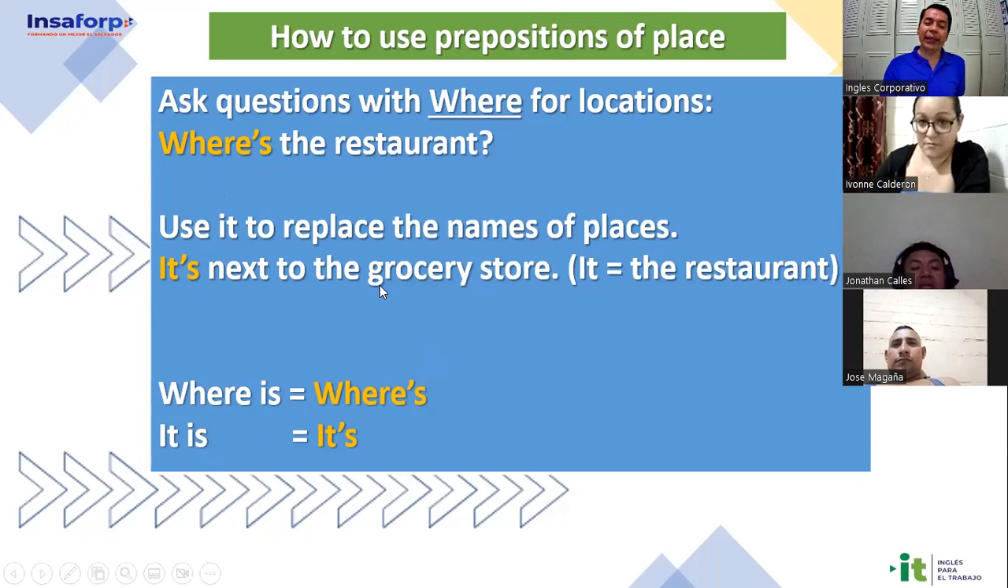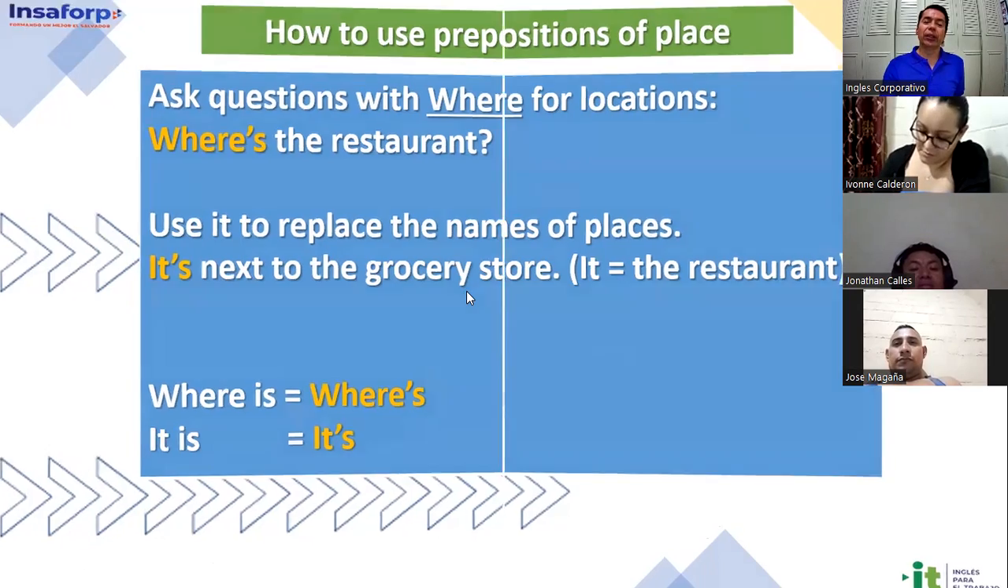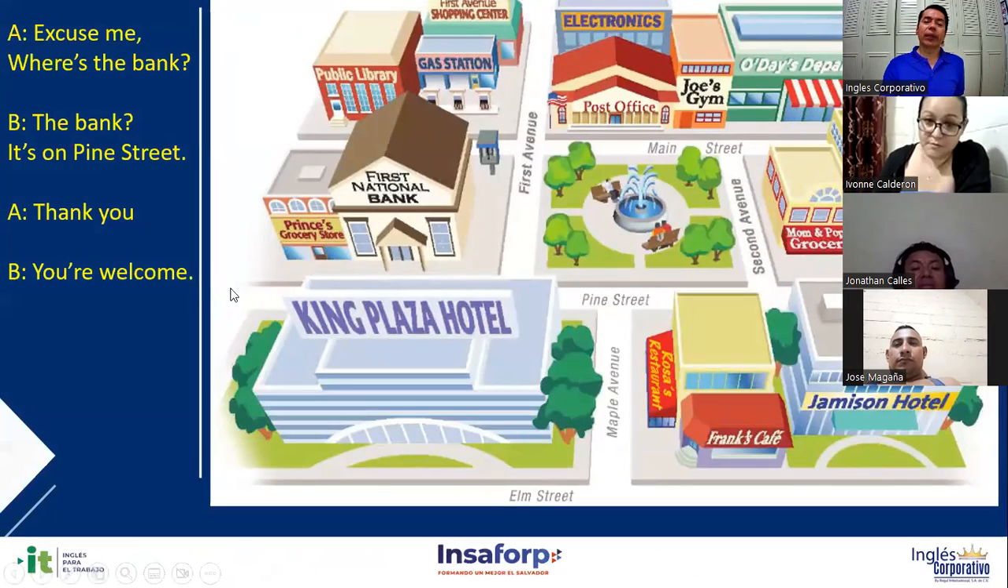Remember, tonight I will send this presentation in the WhatsApp group, right? Good. Now, excuse me, where is the bank? The bank? It's on Pine Street. Thank you. You're welcome. So, Pine Street, look. Pine Street, right? Okay, let's start with the conversation.